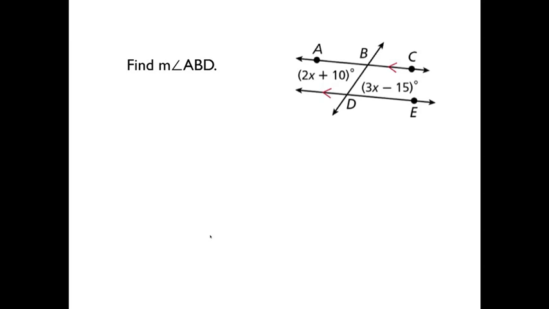Okay. Here I want to find the measure of angle ABD. What you need to understand here, it's a little hard to tell in the picture, but the 2x plus 10 is this angle right here, and the 3x minus 15 is this angle right here. Okay. So because these lines are parallel as marked by the red arrows, then I know that these two angles, which would be considered alternate interior angles, have to be congruent by the alternate interior angles theorem. So I'm just going to set the two equal to each other using the alternate interior angles theorem. So 2x plus 10 equals 3x minus 15.